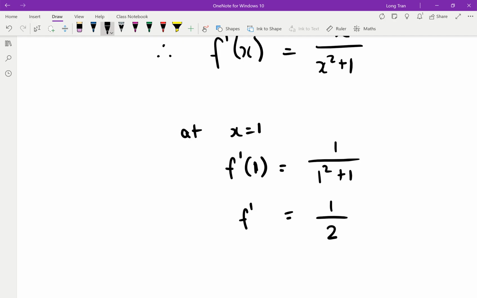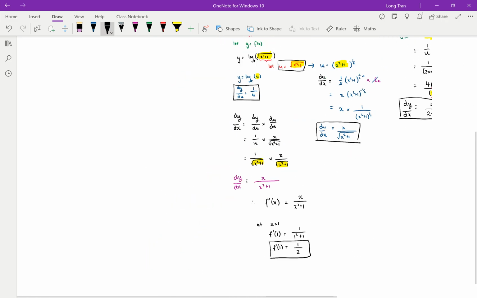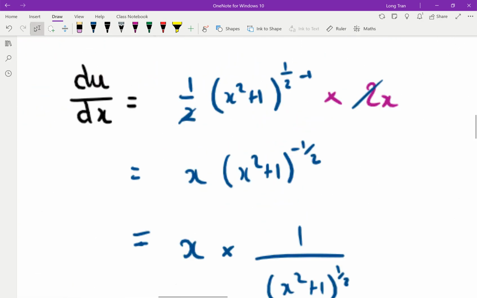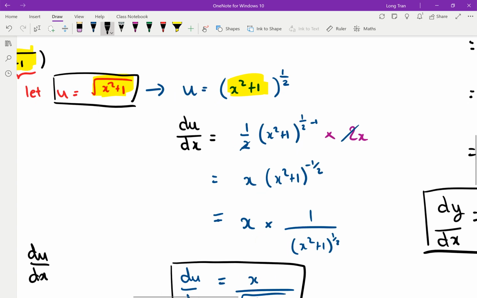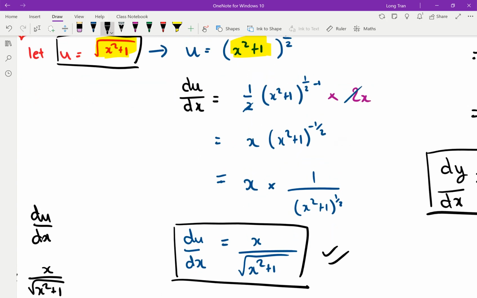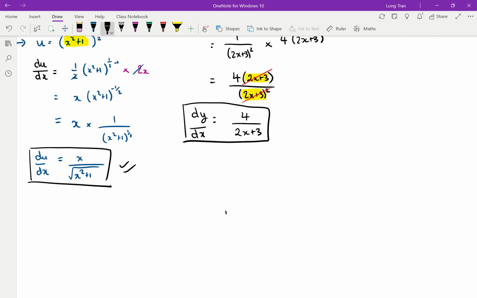So this is what my answer should be. Okay? Now, just for those who are a bit curious on how I did the chain rule for this one, I'm just going to show it again. So remember, our answer was this. Okay, this is our answer. I'm going to show you the long method instead of the shortcut method, just so you can see it better.